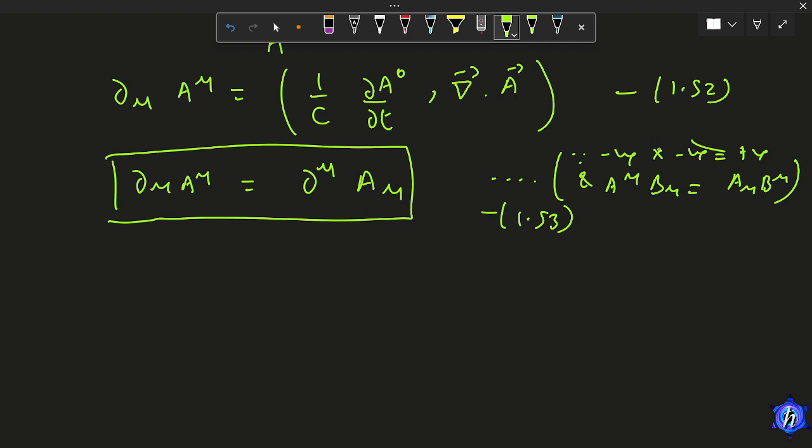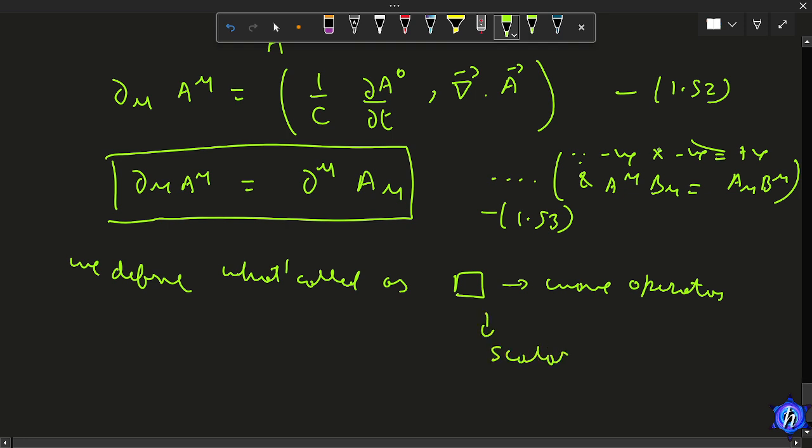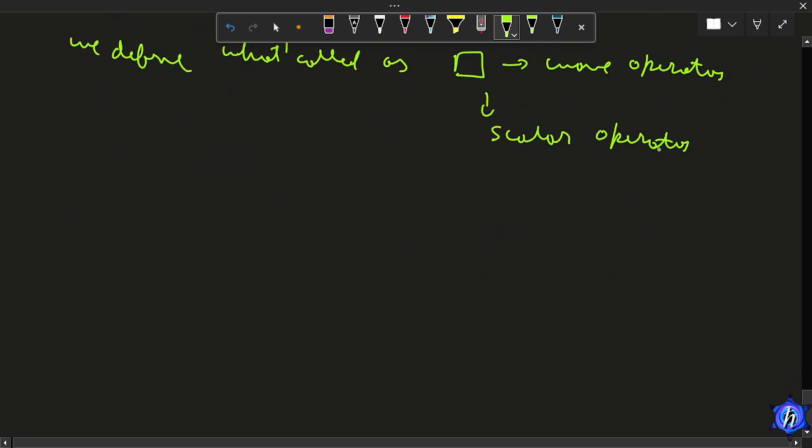Should I introduce this? Yeah. We can go ahead and further define what's called a box operator. This is a wave operator, a more appropriate word, wave operator, and this is a scalar operator.